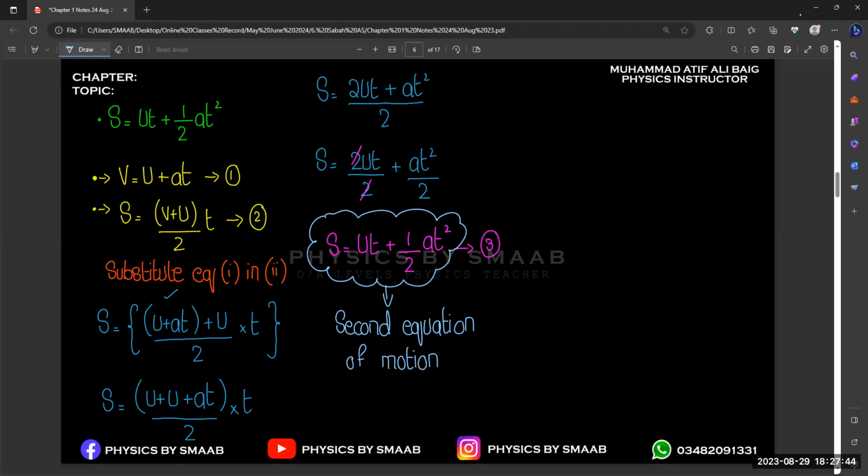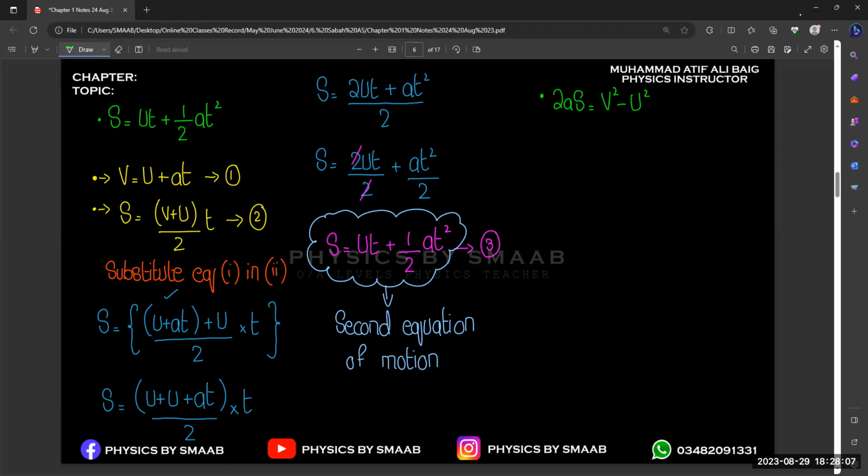And the third equation is related to the concept like this: 2as equals final velocity square minus initial velocity square, right? So we need to derive this equation.